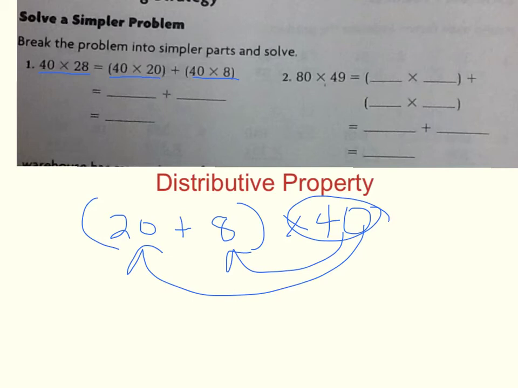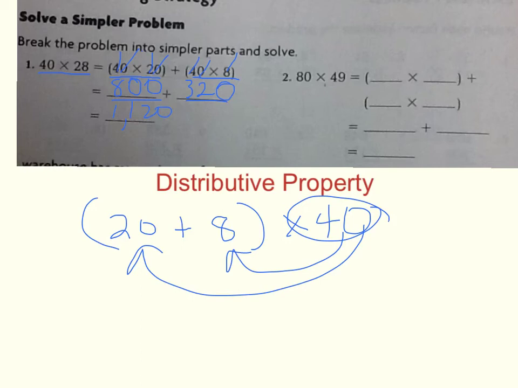Now, we just have to solve by multiplying both of those and then adding them back together to get our answer in standard form. So 40 times 20 would be 4 times 2 is 8. Count your zeros. There's 2. That would be 800. 40 times 8, basic fact, 4 times 8, 32. We have 1 0 right there. And then we're going to add 800 plus 320, which is 1,120.